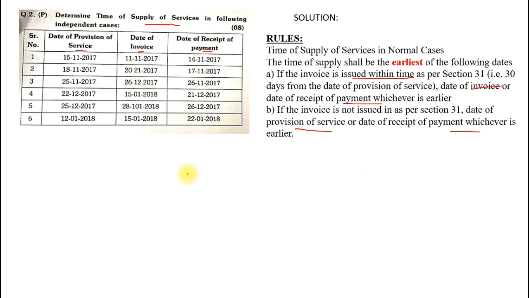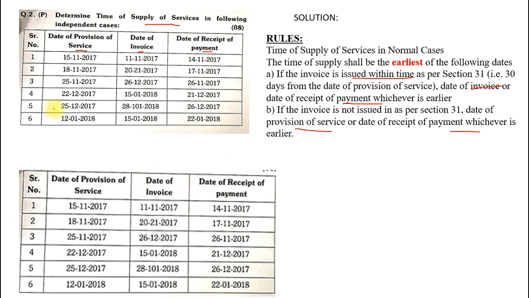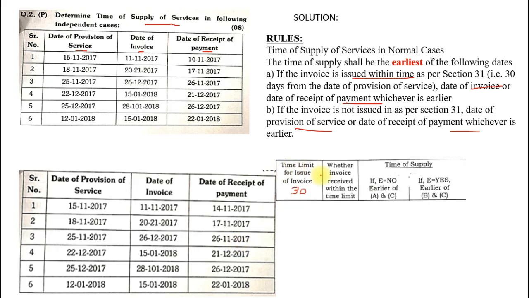So see now how we have to solve it. First step, note down those columns as they are. We'll require 4 additional columns: time limit for issue of invoice, whether invoice is received within the time limit. If no, then A and C, whichever is earlier. If yes, then B and C, whichever is earlier. So I name this as A, this is B, and this is C.